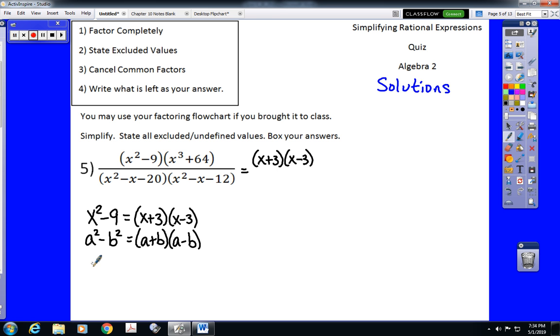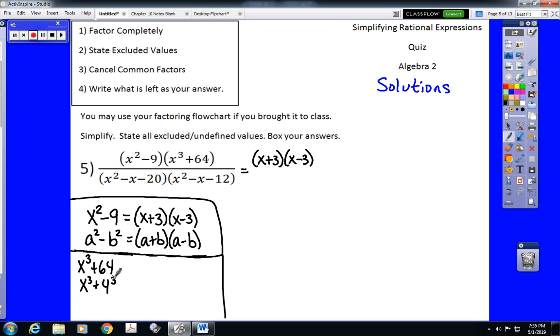Then we have x cubed plus 64. That is a sum of two perfect cubes. So x cubed plus 64. 64 is 4 cubed. So we should be following our pattern, again on the factoring flowchart, for the sum of two perfect cubes, which says that we would factor that into a plus b times a squared minus ab plus b squared.